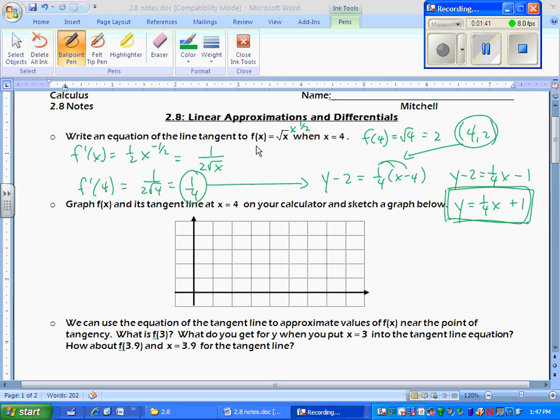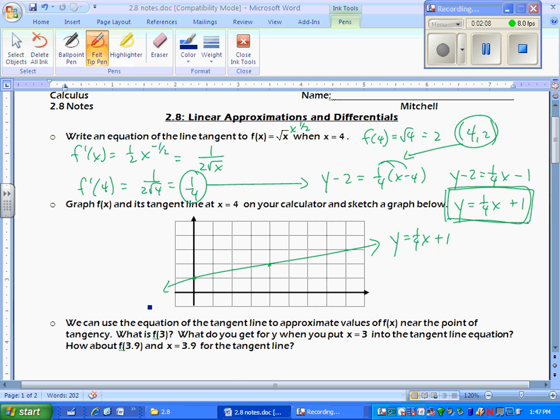Next is to graph the original function, the square root of x, along with this tangent line. So I'm going to go ahead and graph the tangent line first. We have a slope of 1/4, y-intercept of 1. So start off at 1, up 1 over 4, up 1 over 4, and draw our line. So that's our y equals 1/4 x plus 1.